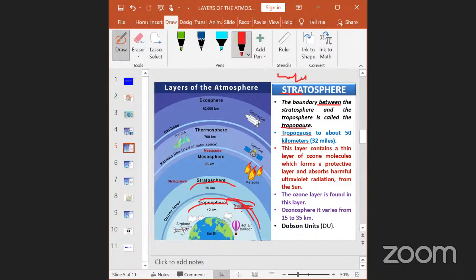The stratosphere layer extends from the tropopause to about 50 kilometers, that means 32 miles above the earth's surface. This layer contains a thin layer of ozone molecules which forms a protective layer and absorbs harmful ultraviolet radiation from the sun. This layer is very dry as it contains little water vapor, that is, the water vapor content is less.